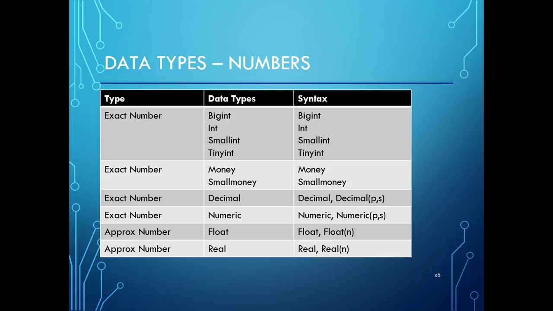We have money and small money, which represent exact numbers for money, and decimal and numeric, which allow us to specify how many decimal places we have. So precision is how many total digits the number can hold. That's what the P stands for. And scale is how many numbers to the right of the decimal. And float and real are for floating point numbers.